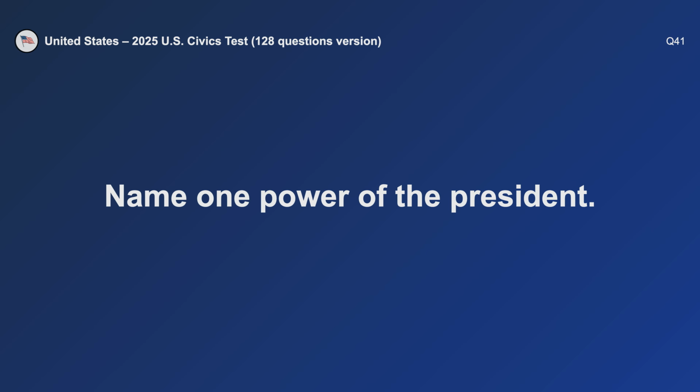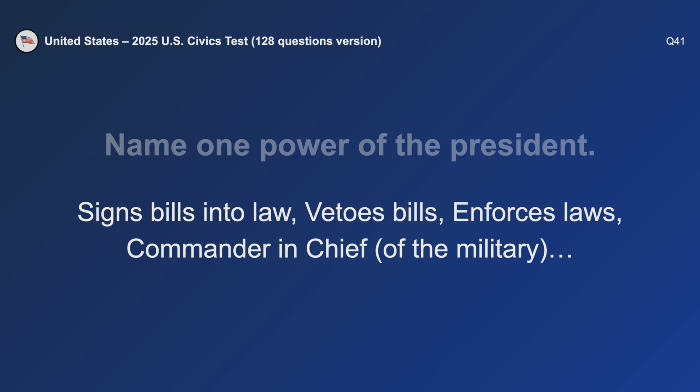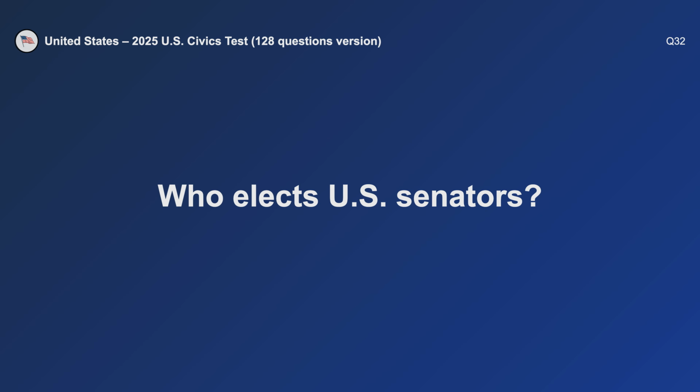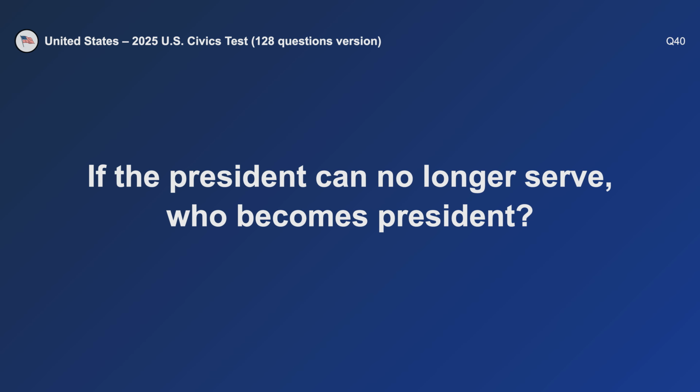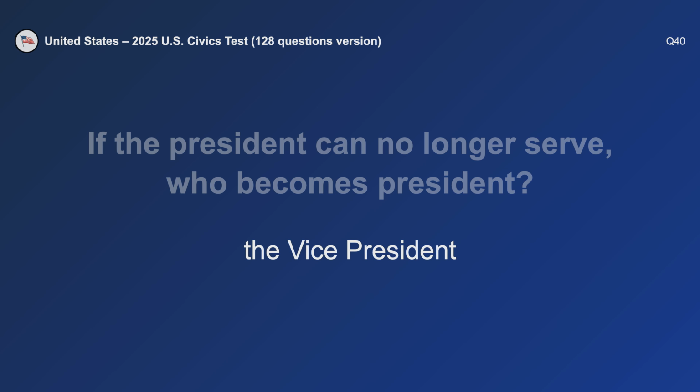Name one power of the president. Signs bills into law. Who elects U.S. senators? Citizens from their state. If the president can no longer serve, who becomes president? The vice president.